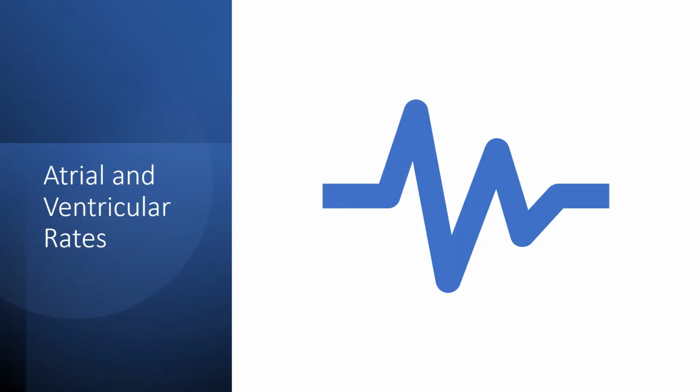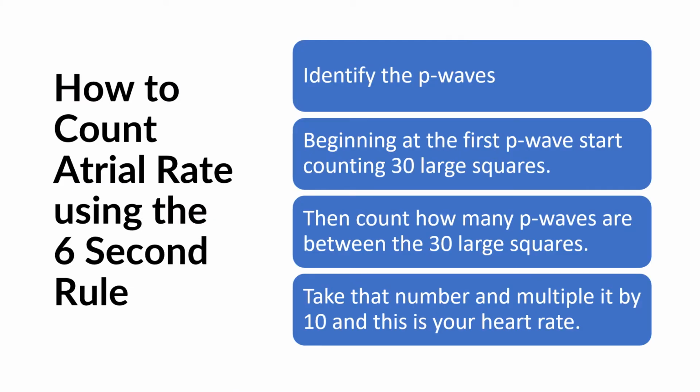In this section, we'll be looking at the atrial and ventricular rates. Remember, to get your heart rate and rhythm, we need to be able to identify the atrial and the ventricular rates. We're going to use what's called the 6-second rule. So you should have a 6-second strip in front of you with nothing on it. And then you can now go ahead and pull a sinus rhythm strip. So go ahead and do that now.